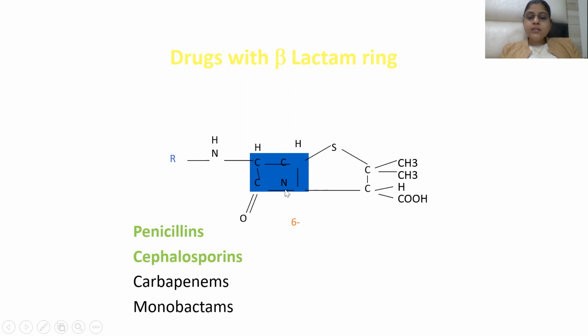This four-sided ring is present in all of these types: penicillins, cephalosporins, carbapenems, and monobactams. The second ring is different in all of them. It is present in penicillin, cephalosporins, and carbapenems, and it is absent in the monobactams. Only this ring is present in the monobactams. The second ring is different in all three types of drugs, penicillin, cephalosporins, and carbapenems.